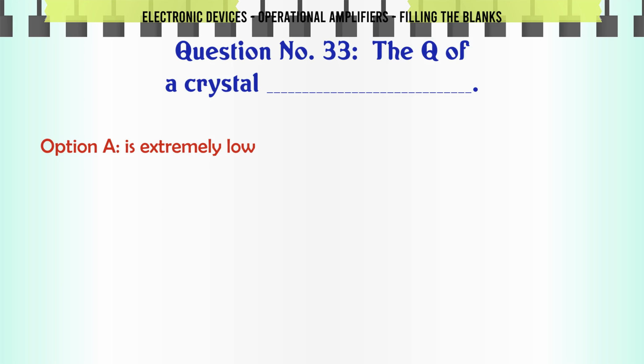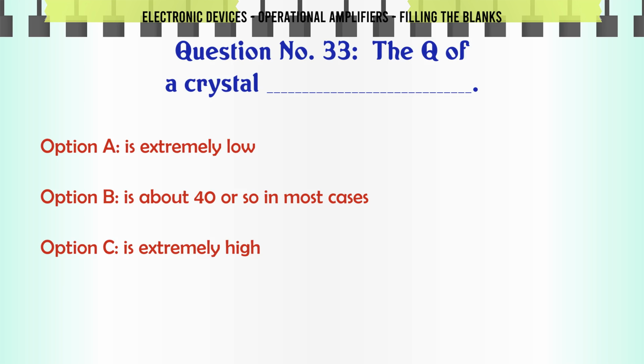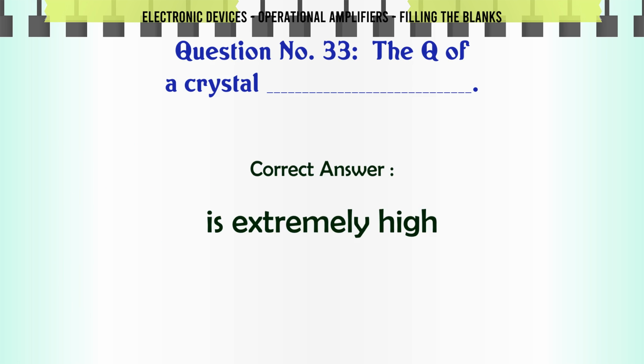The Q of a crystal A. is extremely low. B. is about 40 or so in most cases. C. is extremely high. D. none of the above. The correct answer is extremely high.